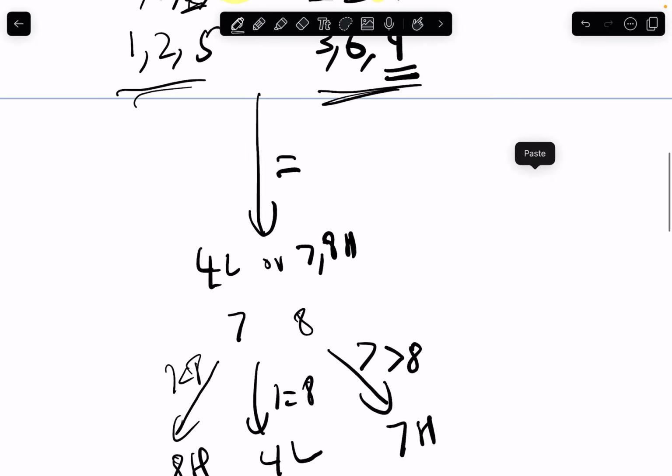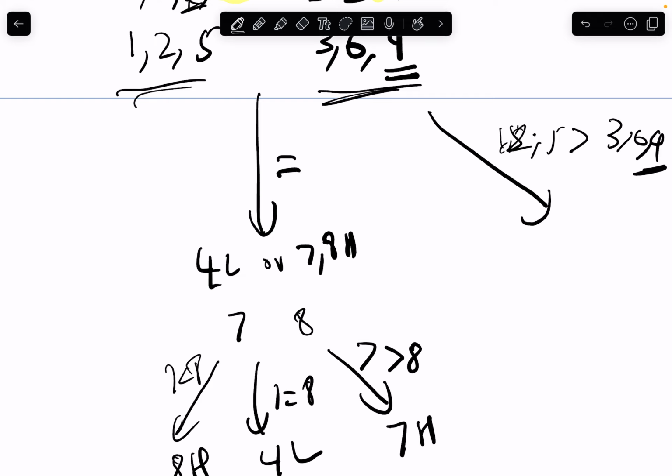Now let's look at the other case, in which let's say 1, 5 are heavier than 3, 6, 9, and you know that 9 is the ideal ball.